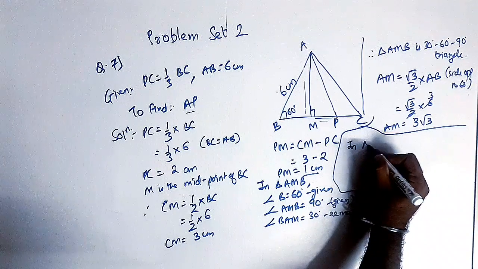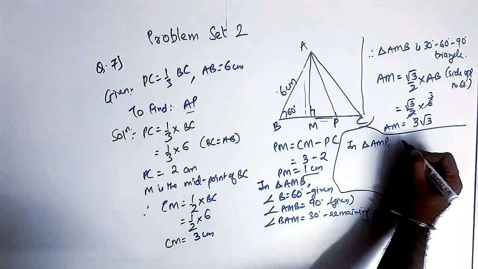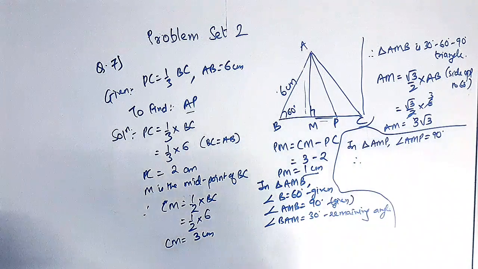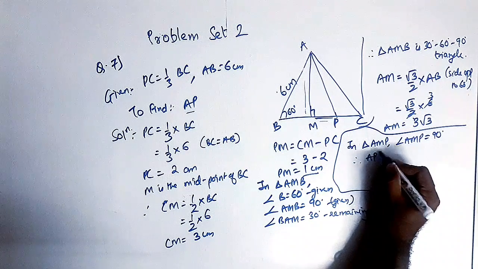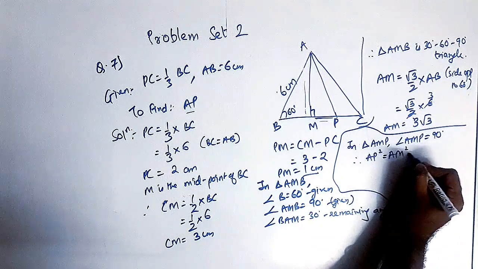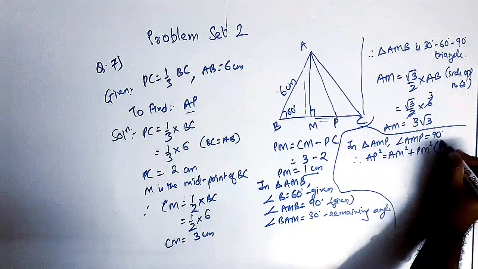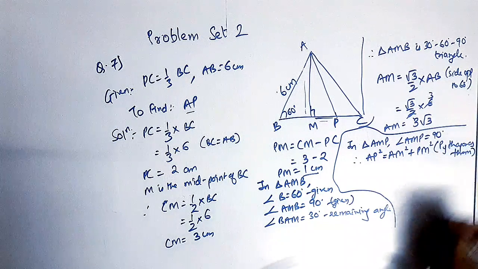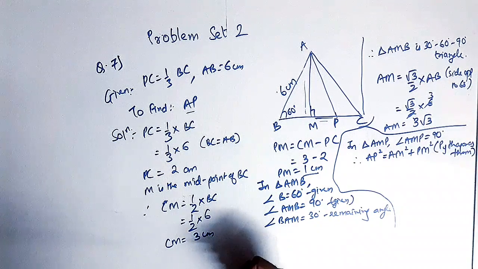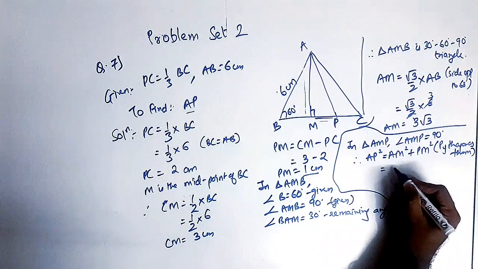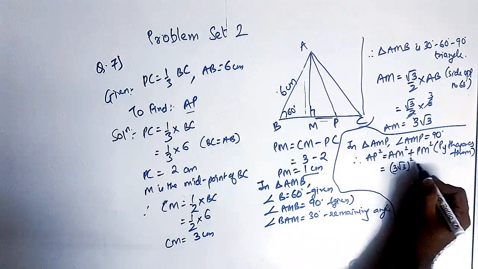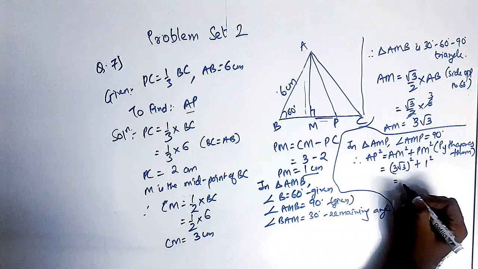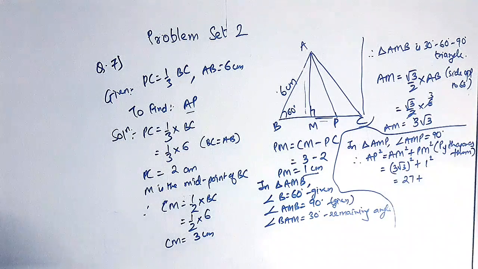I'll write here, in triangle AMP, angle AMP equals 90 degrees. Therefore AP square is equal to AM square plus PM square. This is Pythagoras theorem. Okay, AM I'll write 3 root 3 the whole square, PM I'll write 1 square. What is 3 square? 9. This will become 3. So this is 27.